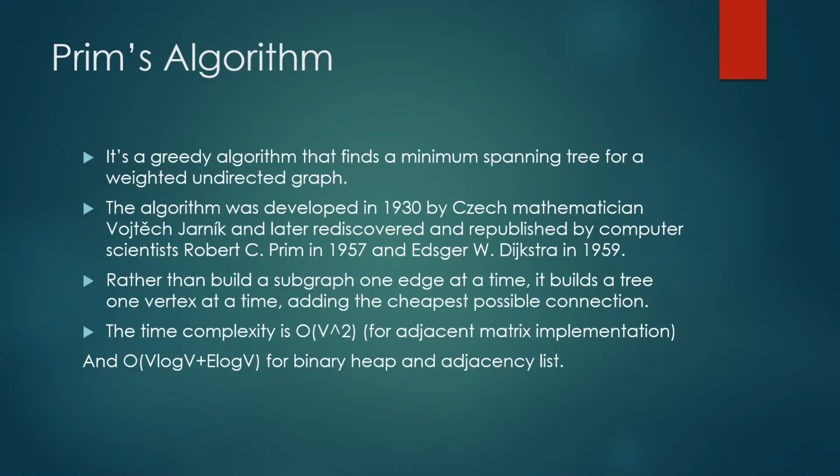Something unique about Prim's algorithm is that rather than building a subgraph one edge at a time, it builds a tree one vertex at a time, adding using the cheapest possible connections. So the time complexity depends on what implementation or data structure you're using. For an adjacency matrix implementation, it would be V squared, V being vertices, and for a binary heap or adjacency list, it would be V log V plus E log V, E being edges, V being vertices.